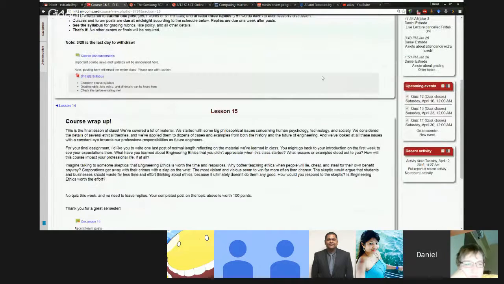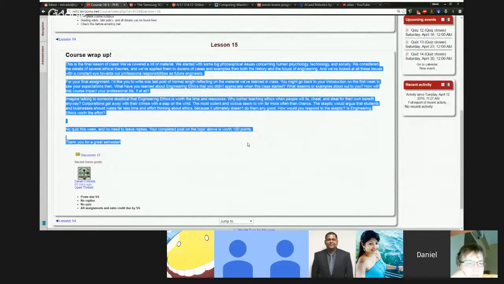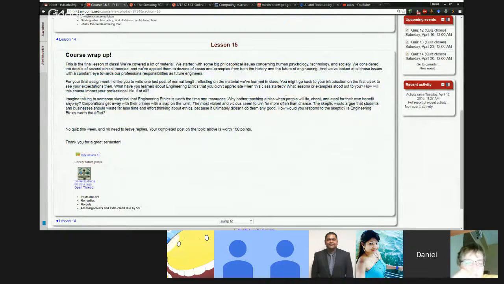Lesson 15 is the final lesson of the course, and it's very short. I'll just tell you right now, lesson 15 is just asking you to wrap up. What did you learn in this course? What lessons did you like? What lessons didn't you like? How would you improve this course in the future for future students? Anything else you want to say to wrap up in lesson 15?